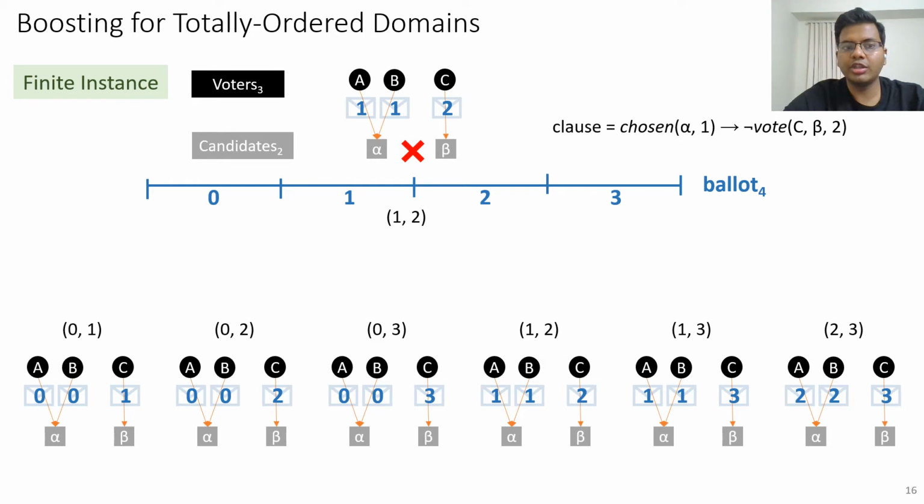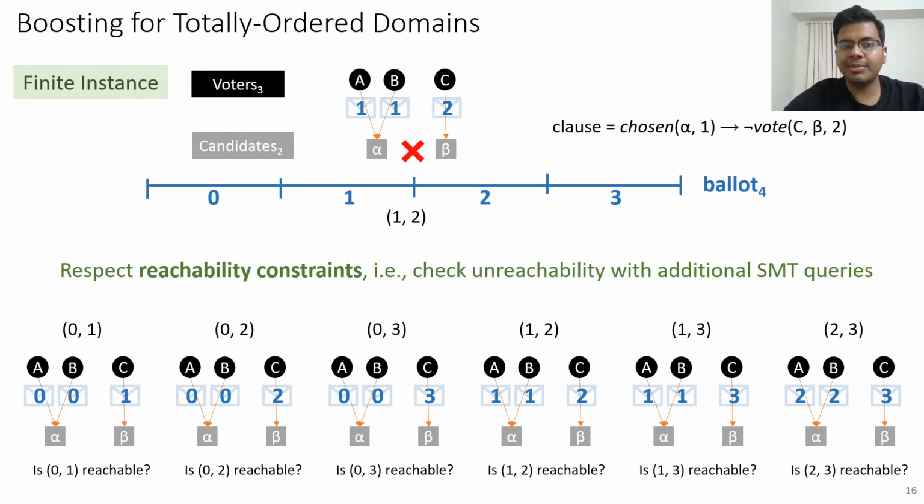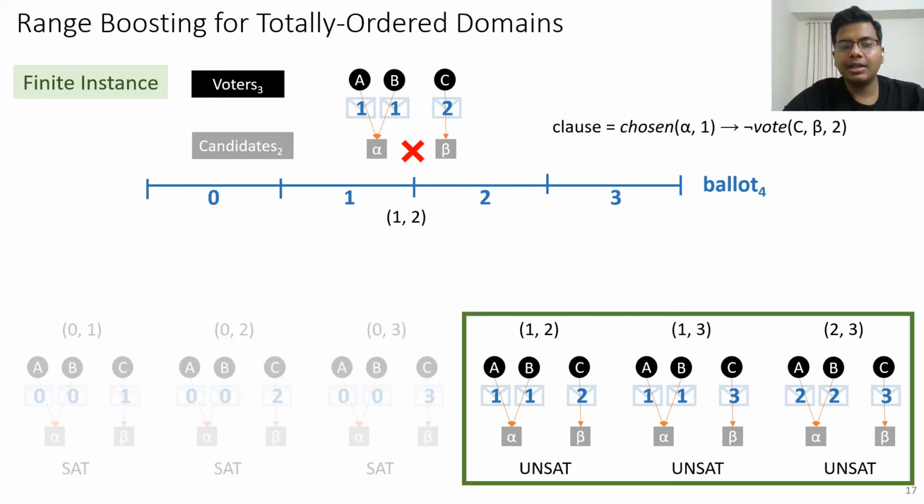Generally speaking, ordered permutations are not guaranteed to be safe to learn in all scenarios. Therefore, we need to explicitly check each ordered permutation through additional SMT queries to make sure we only learn the ones that are permitted by the protocol behaviors. This is different compared to symmetry boosting, where such checks are not needed. And let's say, for example, the solver returns unsat for 3 of these, 1 2, 1 3, and 2 3, while the others are reachable.